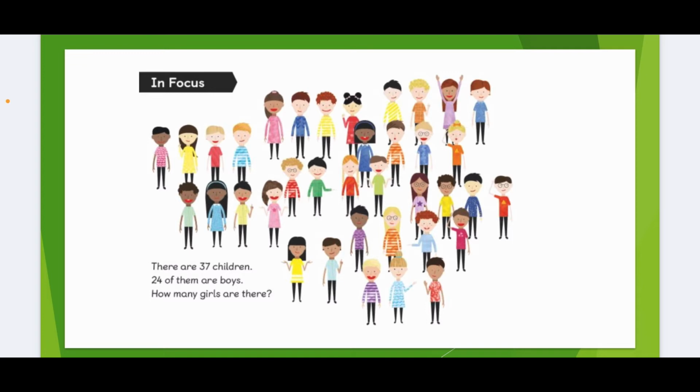So altogether there are 37 children, 24 of them are boys, so how many girls are there? Now remember, we are doing subtraction, so I wonder if you can think what the subtraction question is. There are 37 children altogether, so if we take 24 away that we know are boys, that will give us the answer for how many girls there are.